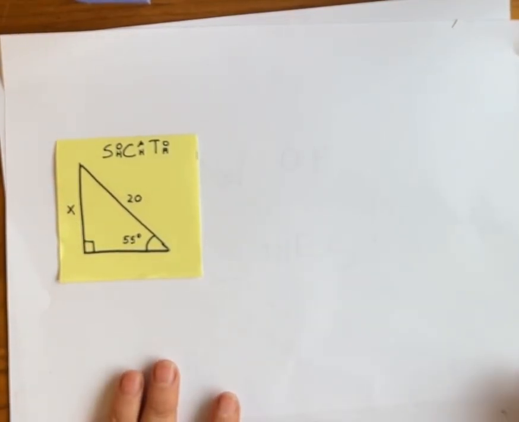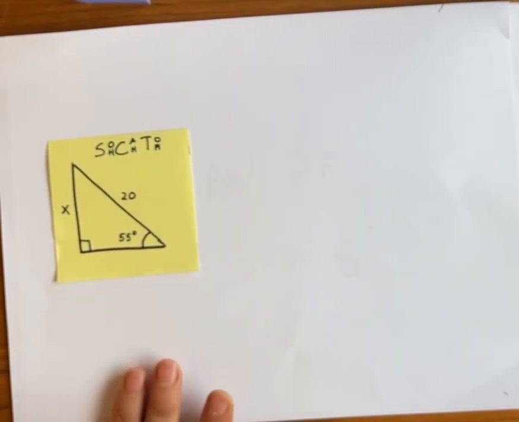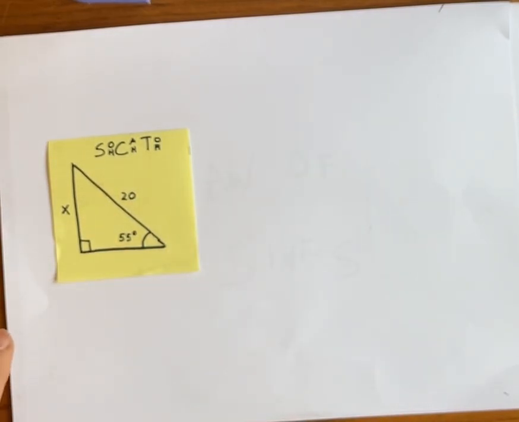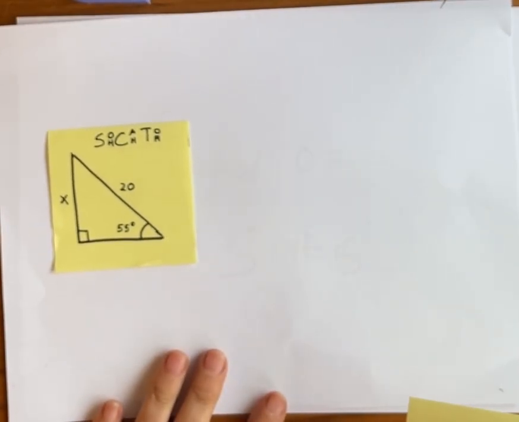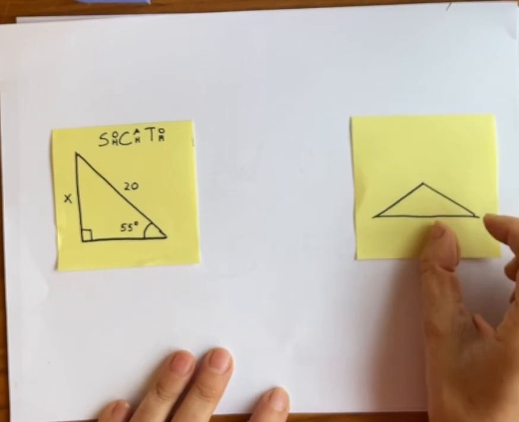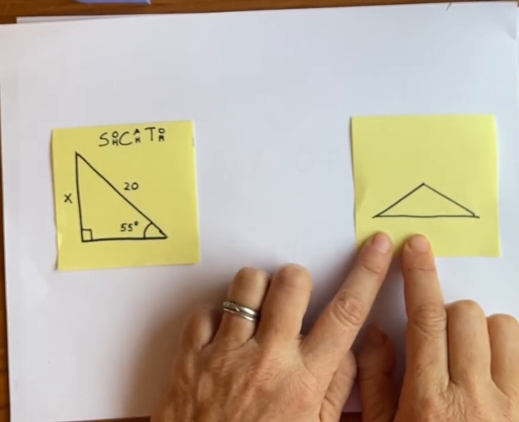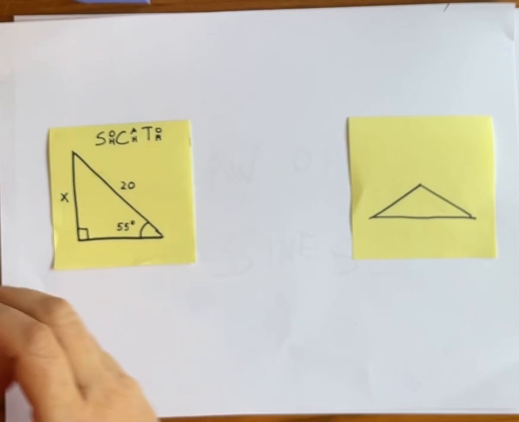We've been looking at triangles like these, right triangles, and using SOHCAHTOA, we can figure out angles and sides, which is pretty cool. But what about a triangle like this? A triangle like this is not a right triangle, and suddenly SOHCAHTOA won't work.